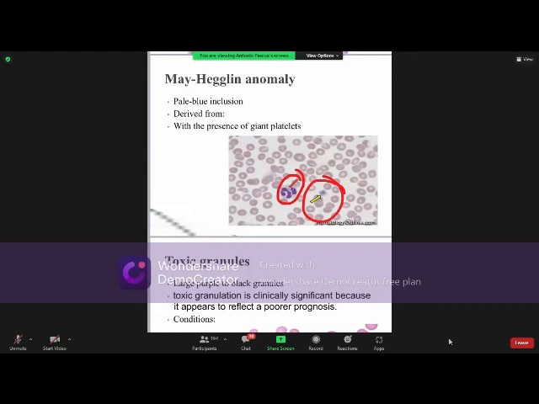And to differentiate your May-Hegglin from Döhle bodies, for some unknown reason, having May-Hegglin anomaly also results in giant platelets. Because of these giant platelets, there will be thrombocytopenia or mababa yung platelet count for some unknown reason. And it could be associated with a mutation or a problem with your MYH9 gene, causing your May-Hegglin.